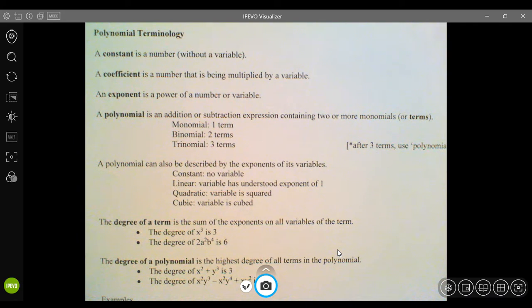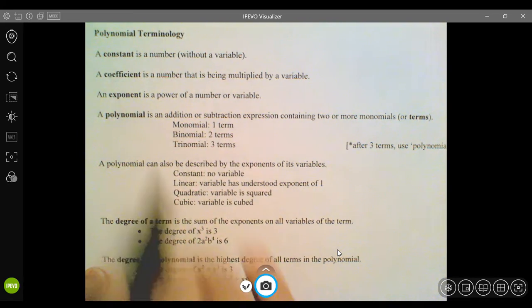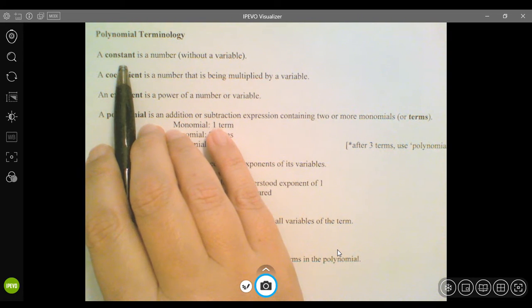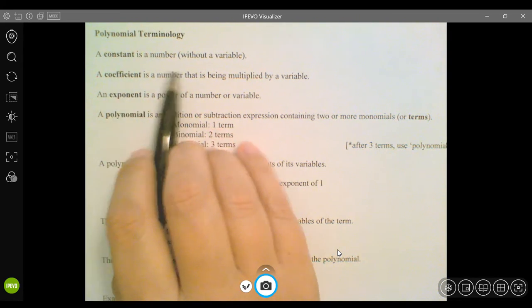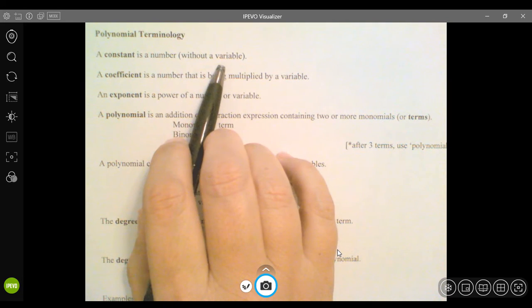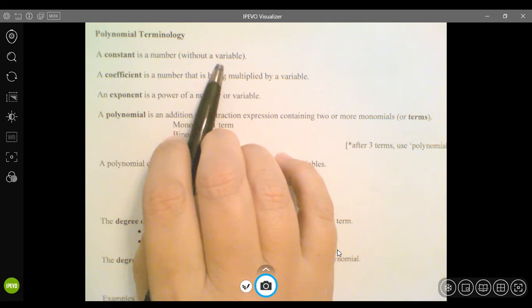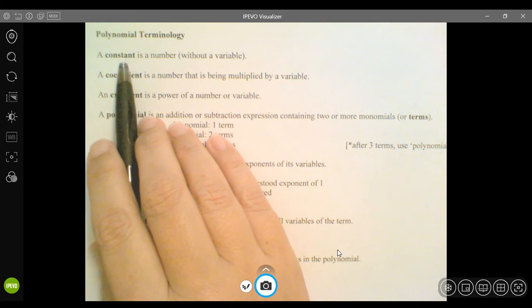Let's talk about polynomials. There are certain vocabulary terms that you need to know when we deal with polynomials. The first one we need to talk about is a constant. A constant is a number that does not have a variable. It doesn't vary, it remains the same. It's constant. Those are synonymous.